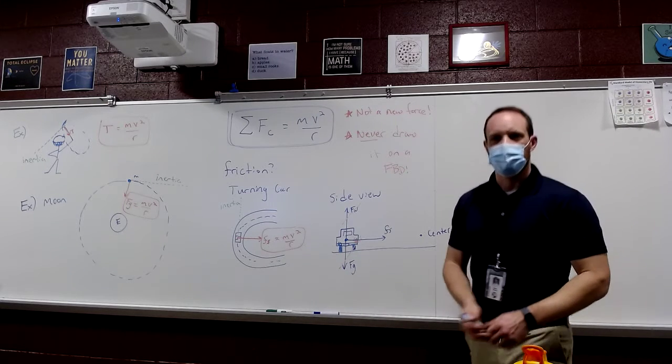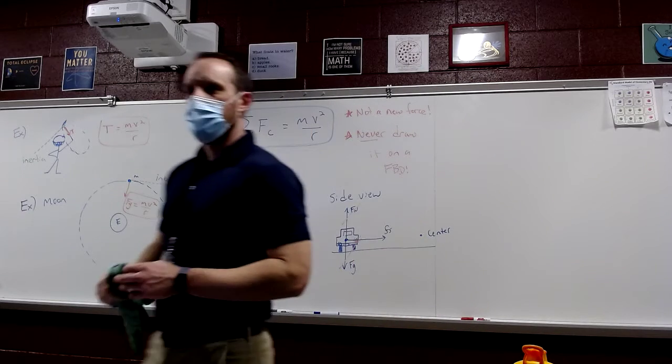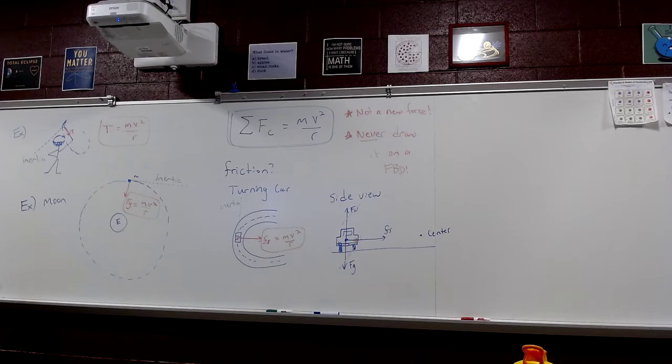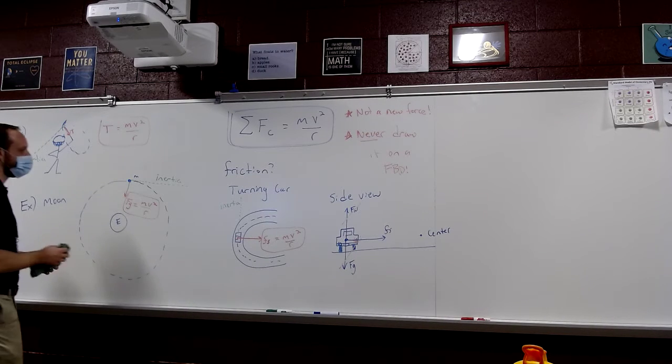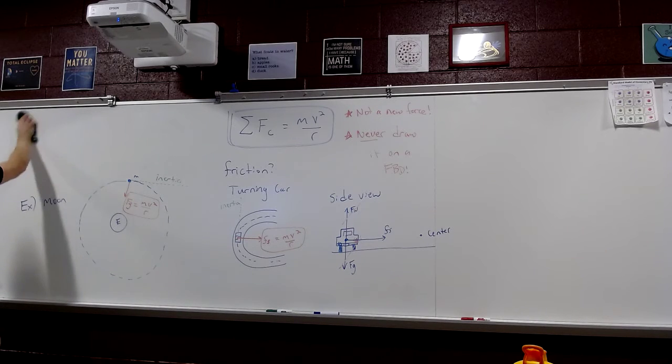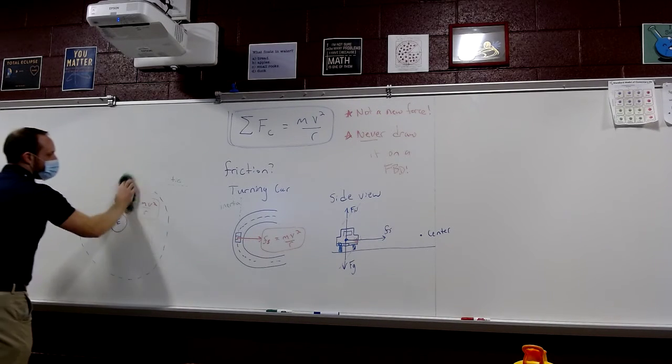Any questions? So friction can be a centripetal force, tension, gravity can be a centripetal force, and to make life even more complicated, sometimes it's a combination of forces that make this happen. And that tends to happen mostly in vertical circles.